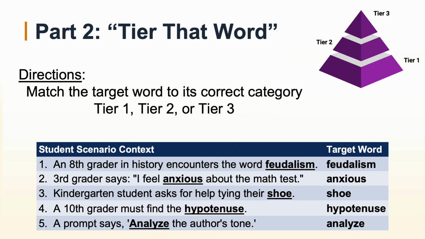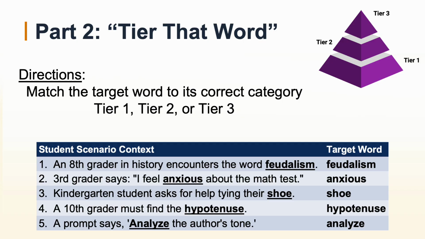Welcome back. Let's review your classifications. Case 1 is Tier 3. It's strictly bound to historical content. Case 2 is Tier 2. Anxious is a mature academic synonym for worried. Case 3 is Tier 1. Shoe is everyday conversational language. Case 4 is Tier 3. Purely geometric and domain specific. Finally, Case 5 is Tier 2. Analyze is a major multi-subject power word. Fantastic job on this self-check.